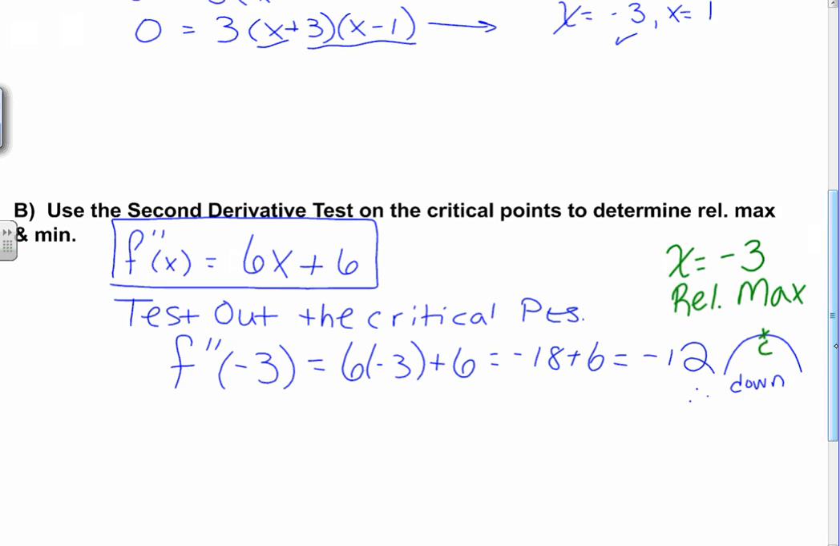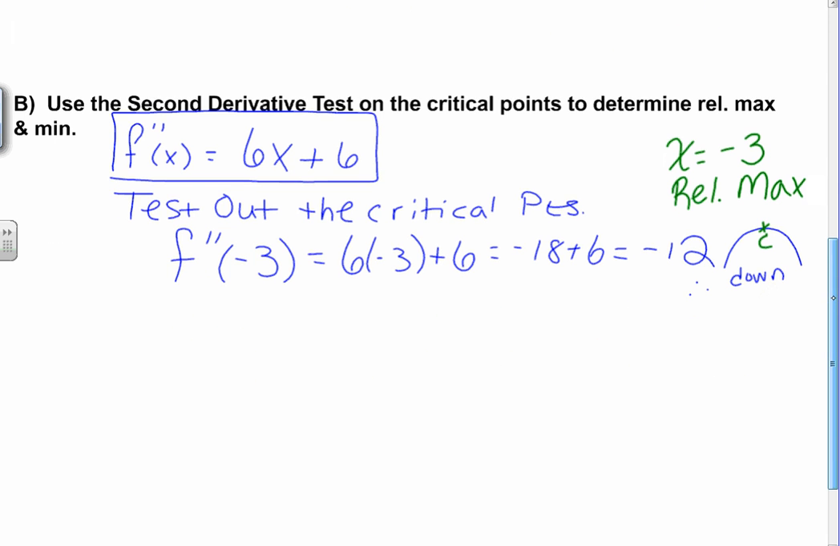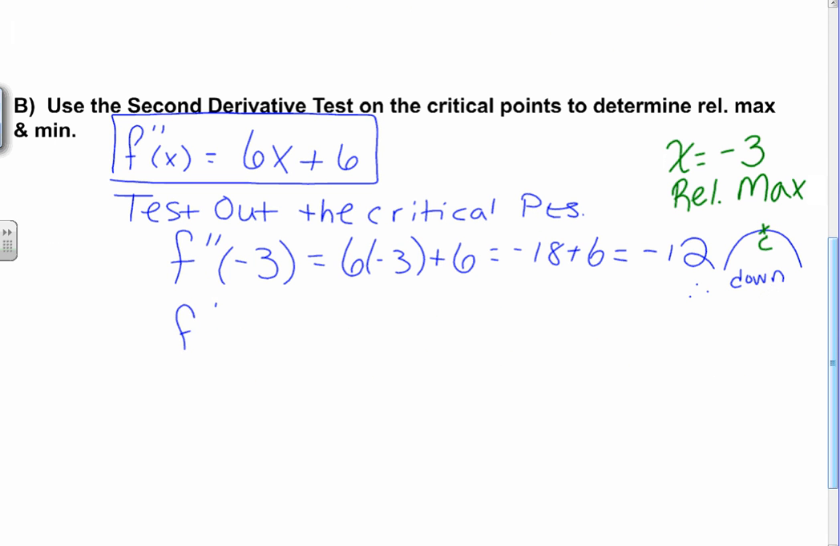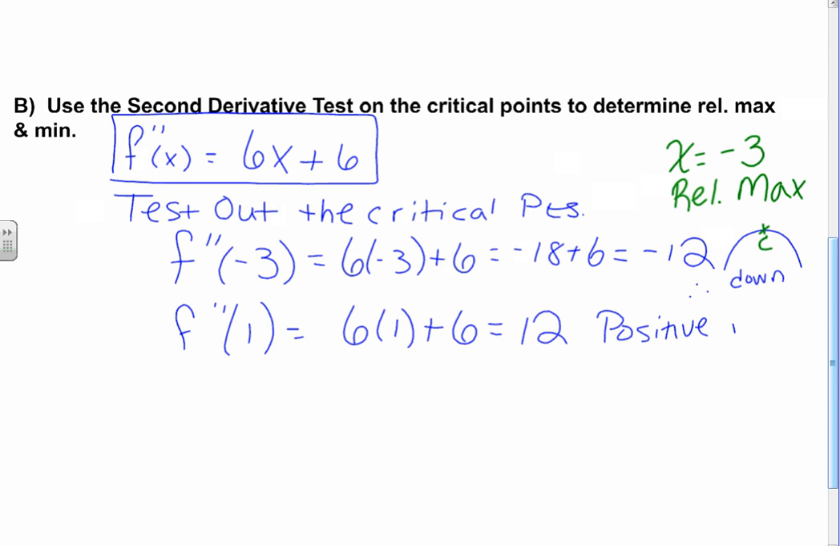Let's go through and test out the other critical point at 1. F double prime of 1 is 6 times 1 plus 6, that's 12, which is positive, and that means I have concave up, and that places this c value, when c is 1, at the bottom. X equals 1 is a relative min.